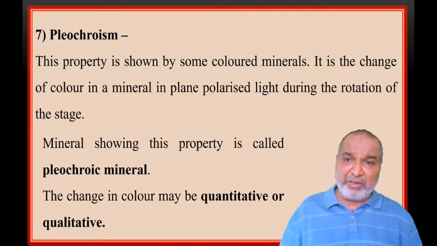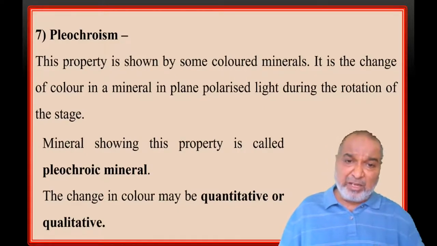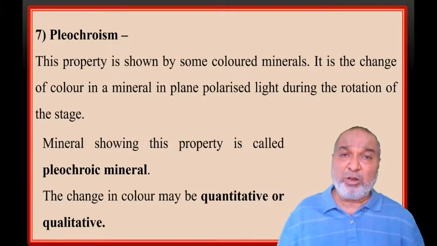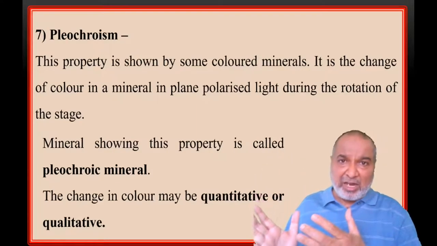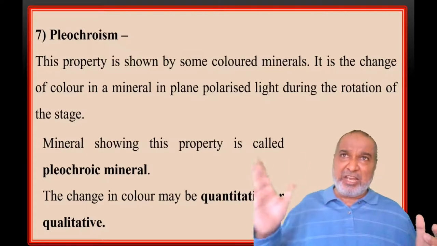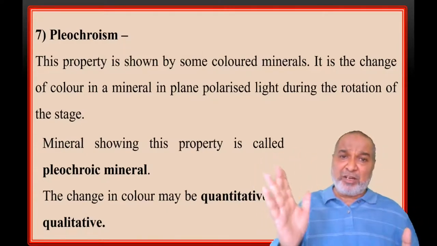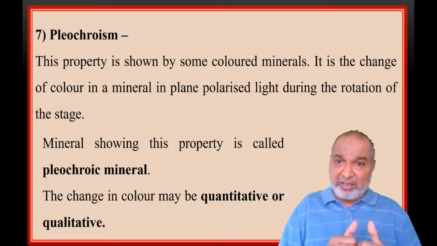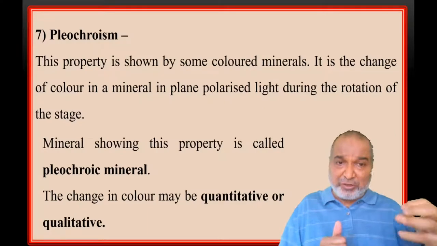A mineral showing this property is called pleochroic, and there will be quantitative or qualitative. What is quantitative? That is from one dark color to a light color. The change is within one color. For example, we take green, 1% to 100%. There is a change in the intensity of the color.